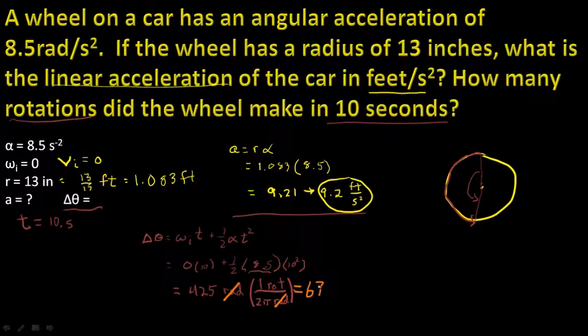67 rotations. Actually, I made a mistake. I made a rounding error. My calculator actually says 68 rotations. Glad I caught that. I don't want to confuse anybody here. Okay. And so that's the connection between linear motion and angular motion as an object moves along a circular path.